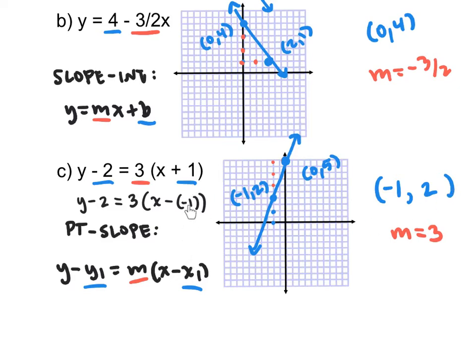I see negative 1 and a positive 2 for x1, y1, and a slope of 3. So I plot negative 1, 2, and I plot a slope of 3. So I go up 1, 2, 3, and over 1 unit, putting me at 0, 5. Thus, I can draw the graph of the line y minus 2 is equal to 3 times the quantity x plus 1. There you have it. Let's move on to some more examples.